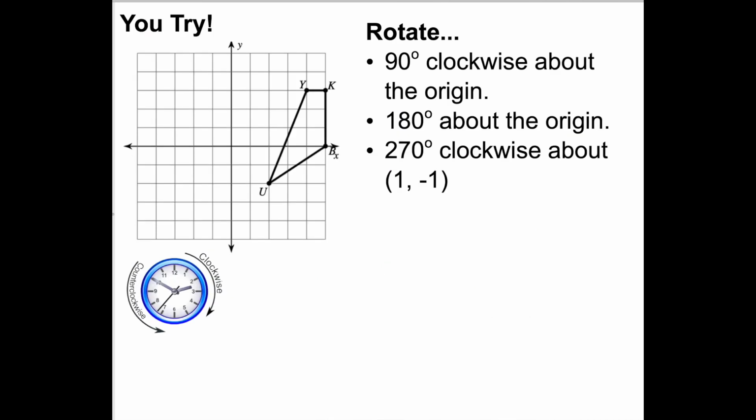Alright folks, this video has gone on pretty long and I do have other examples I could do, but at this point I want to give you some to try on your own. I have the shape YKBU. I want you to try three transformations: rotate it 90 degrees clockwise about the origin, 180 degrees clockwise about the origin, and 270 degrees clockwise about the point (1, -1). Please pause the video, perform these three rotations, and when you're ready, unpause and you can see what I got.